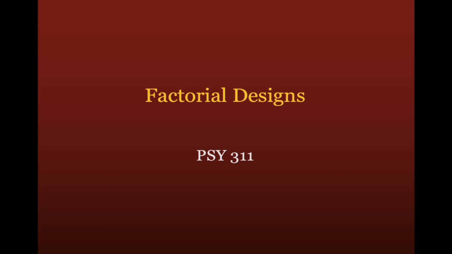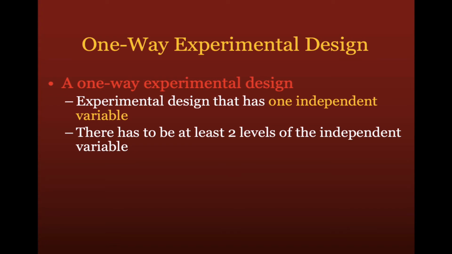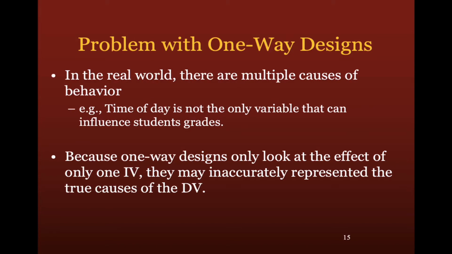So in this lecture, we're going to talk about factorial designs. A couple of lectures back, we talked about one-way experimental designs. To refresh your memory, a one-way design is when you have just one independent variable. And with any variable, you have to have at least two levels. So for any one-way design, you can have two, three, four levels. And again, levels are also considered conditions. So for a one-way design, you have one independent variable.